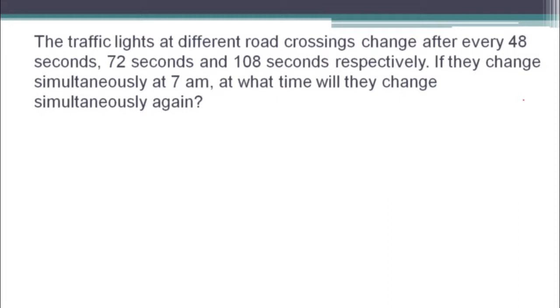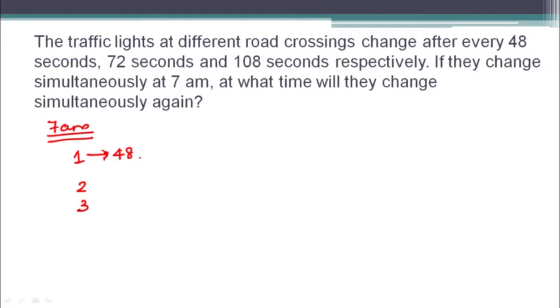Let's understand the question and then we'll be able to say whether you have to find out the HCF or the LCM. What is said here, the traffic lights at road crossing change after every 48 seconds, 72 seconds and 108 seconds respectively. And at 7 am, all the three traffic lights have changed. So there are three traffic lights, 1, 2 and 3. And at 7 am, all of these traffic lights have changed.